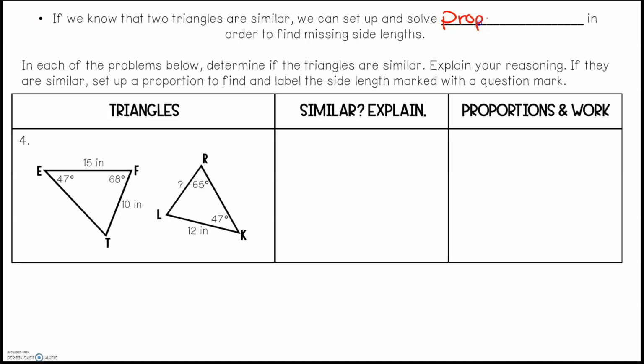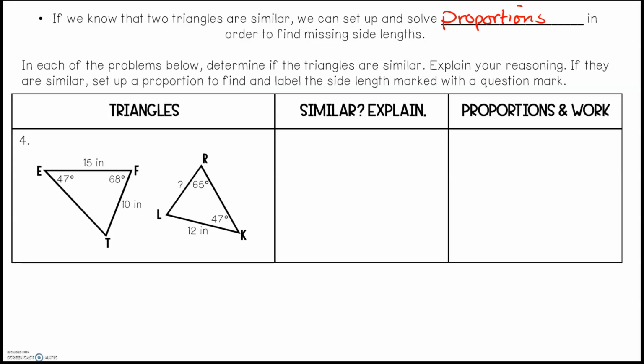Okay, we can solve proportions in order to find the missing side lengths. So looking at angles of triangles and determining whether they are actually similar or not allows us to solve for side lengths. If they are similar triangles, then we can find the missing lengths. If they are not similar, then we are not able to. So in the problems below, determine if the triangles are similar.